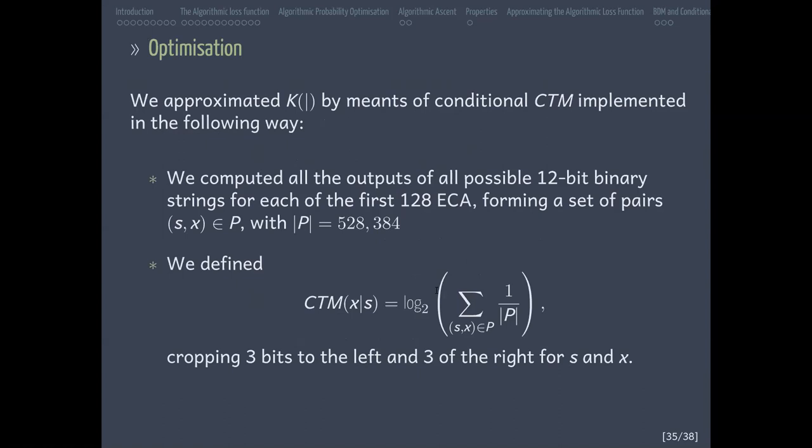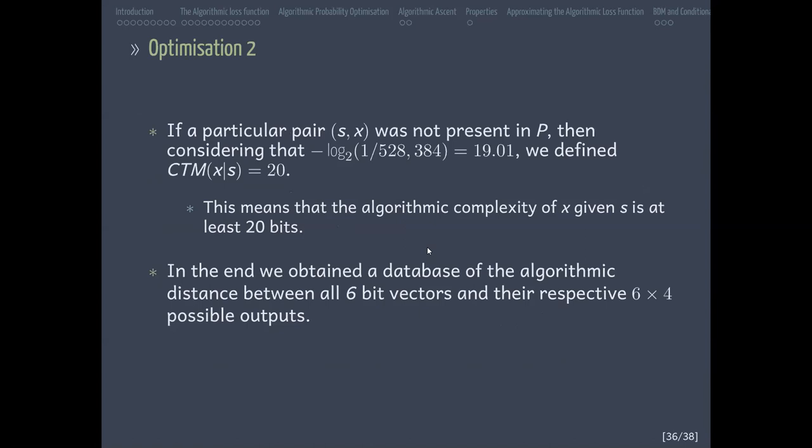And using this set of pairs, we define the conditional CTM for all six-bit binary strings, because we removed 3 bits to the left and 3 bits to the right for all the samples. So in the end, we have over 500,000 pairs. And with that, we can apply the conditional CTM. And if a particular pair of input output was not present in our set, we just assigned a maximal CTM value of 20.